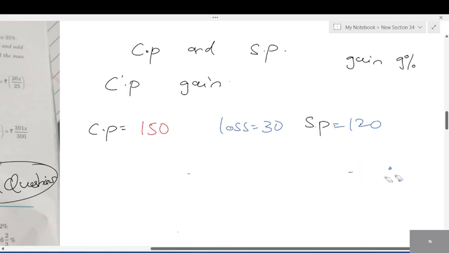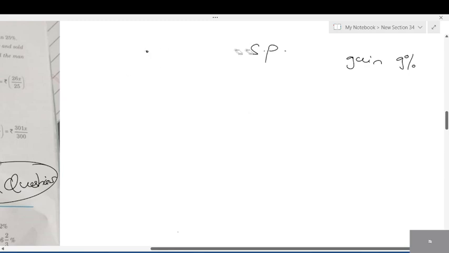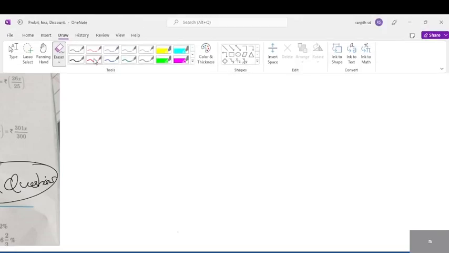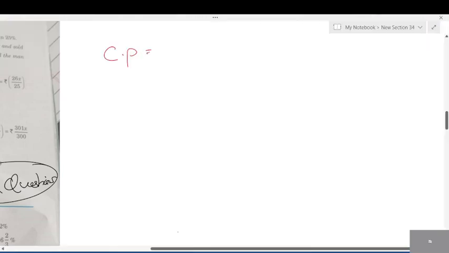So usually, in the questions we solved previously, only loss was given. From the next exercise, from 8B onwards, they will give loss percent. Not only loss, they will give loss percent and gain percent. They'll give you cost price 100, and they'll either give gain percent value, for example 10%, or loss percent 10%, any one.